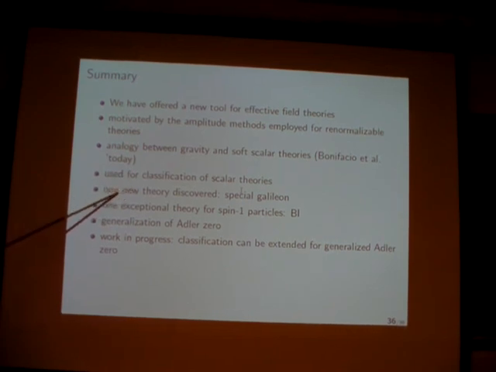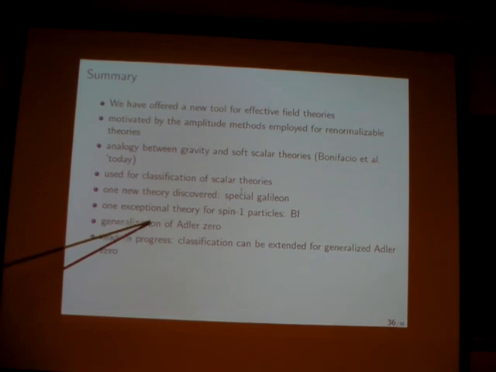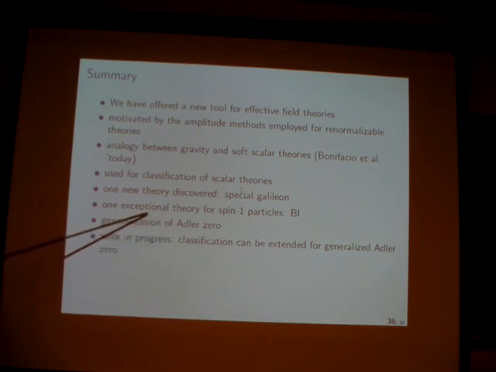We were lucky to discover not only that we rediscovered all the other theories, showing the unique status of DBI and Galileons, but we also discovered one theory for spin one. So far we found only one theory, and we generalized the Adler zero. So we tried to use this to ask whether it will really give us some new theory. We are hoping for this. Thank you very much.